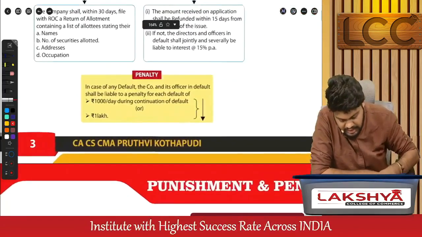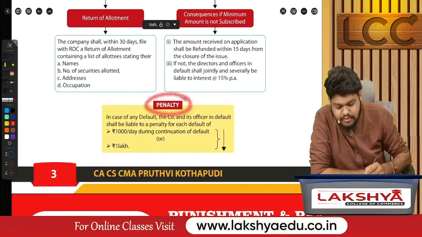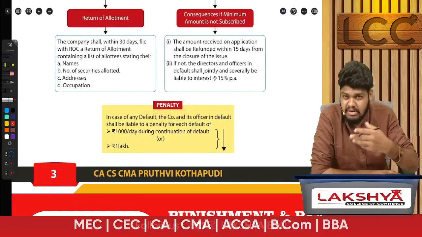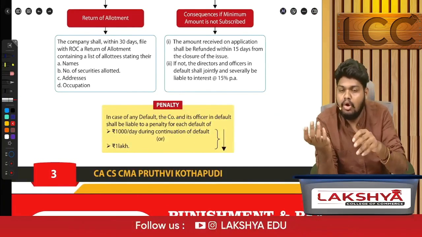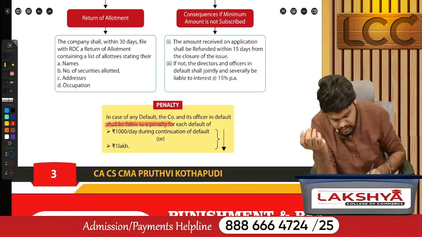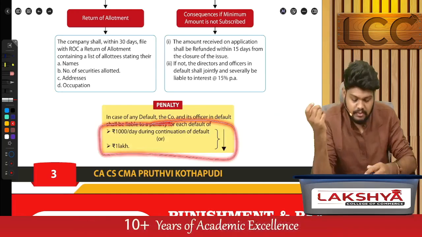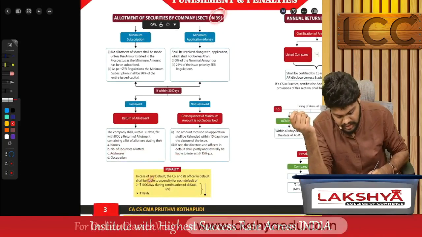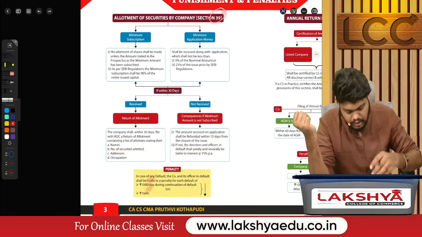If you have made any contravention under the provisions of section number 39, allotment of securities, you will be imposed with a similar kind of penalty, 1,000 per day or ₹1 lakh, whichever is lower. This will be the penalty under section number 39. Any default under 39, 1,000 or 1 lakh, whichever is lower.